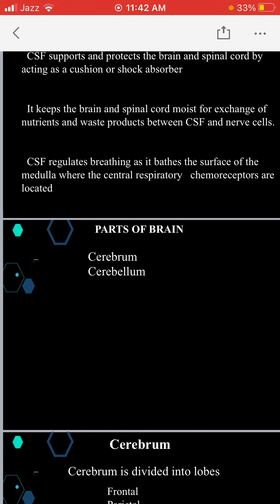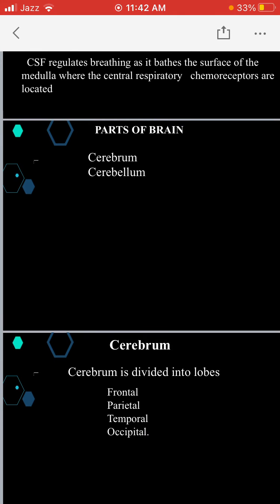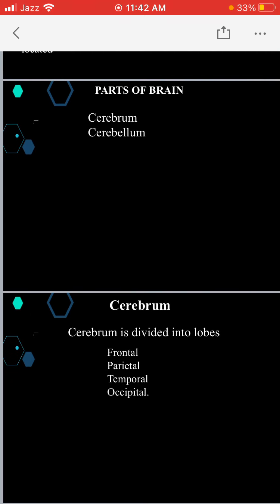Now the brain. 2 major parts of the brain are the cerebrum and cerebellum. Cerebrum is the largest part of the brain, and the superficial part or the outer portion of the cerebrum is called cerebral cortex, and this cerebral cortex contains the cell bodies of the neurons. That's why it is called gray matter. So the outer portion is called gray matter, and the inner portion, which contains the axons of the neurons, is called white matter.